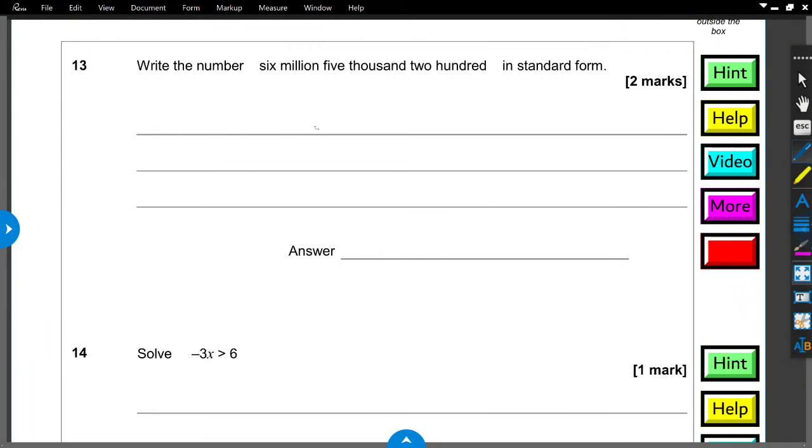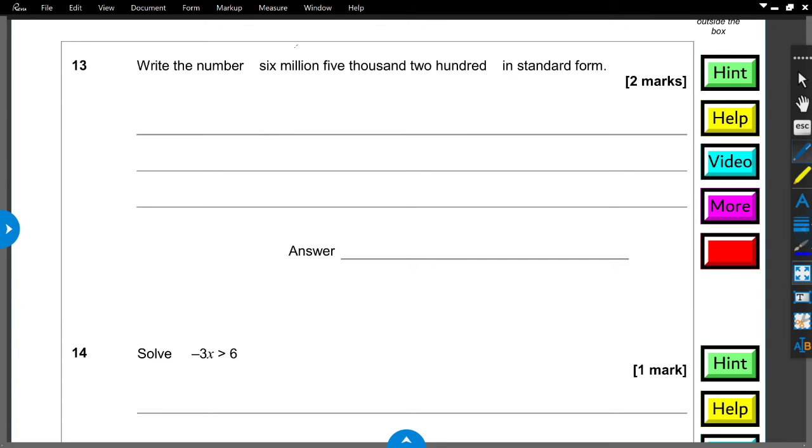A common mistake on this question is people writing out this number wrong. They think that 6,005,200 is either something like that, or we just don't put the zeros in the right place, and that has a knock-on effect. That causes the question to go completely wrong.